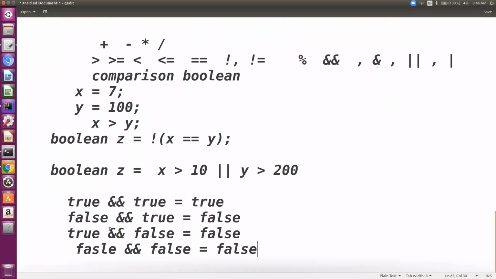Okay. This is the AND operator, right? Yes.